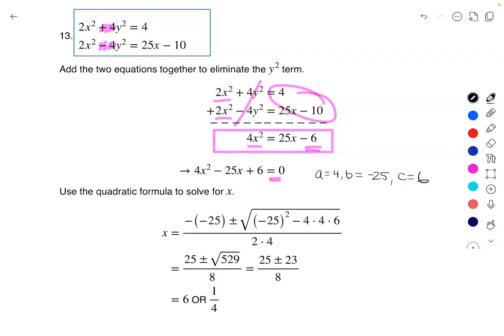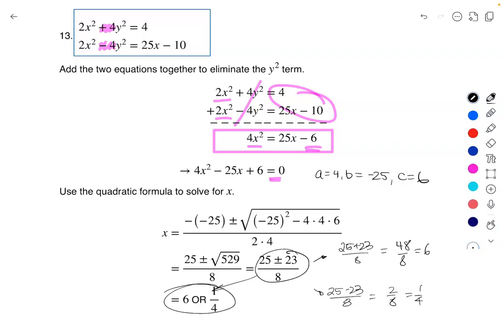Just so you're clear on how I got from here to here, the two answers are 25 plus 23 over 8, and the other one is 25 minus 23 over 8. 25 plus 23 is 48 over 8, which is the number 6. And 25 minus 23 is 2 over 8, which simplifies to 1/4. So those are my x coordinates, which is great. That's half of my battle. Then I need to substitute them back into either of these two original equations to solve for y.